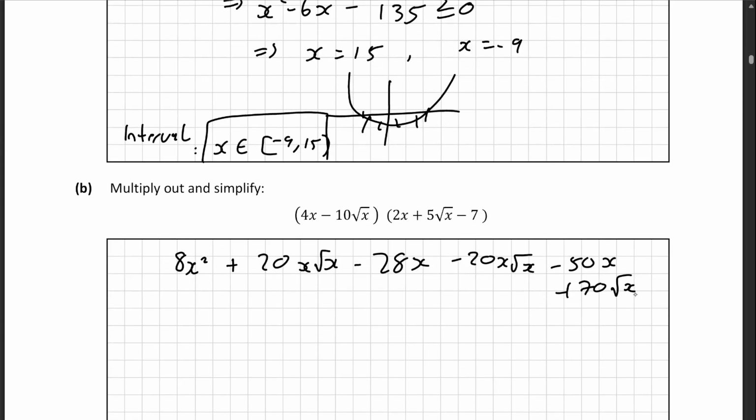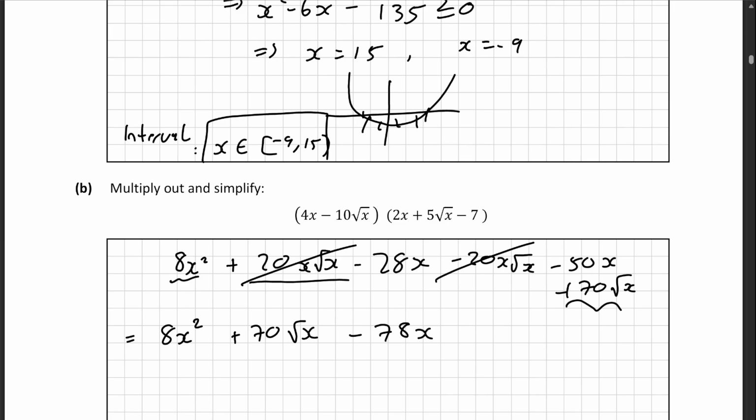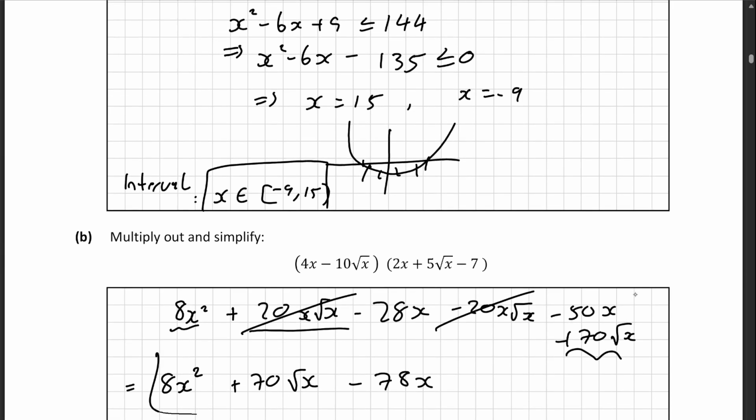So we have just the lone 8x squared. We have 20x root x's, minus 20x root x's. Okay, they disappear, so leaving us with a plus 70 root x, which is the only thing with a square root in it. And then minus 28x, take away 50x is minus 78x. And I think that's okay.